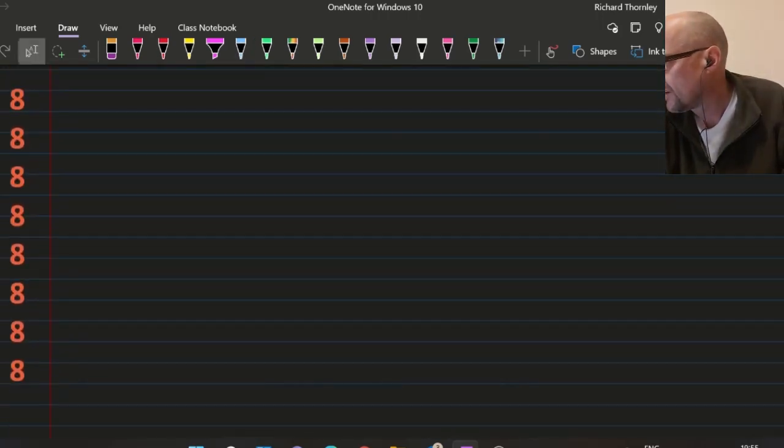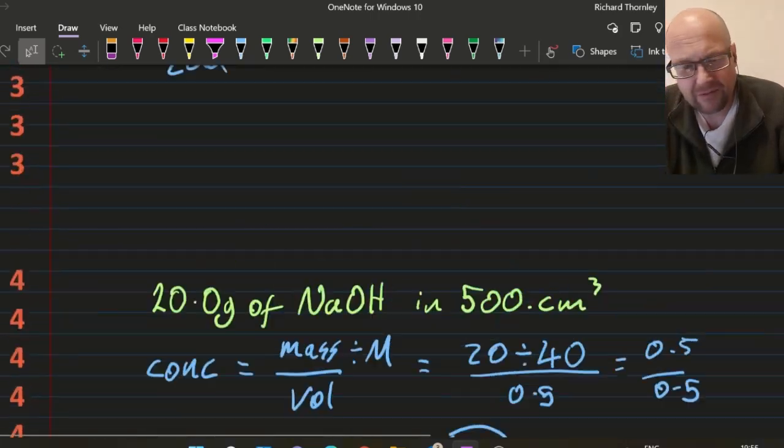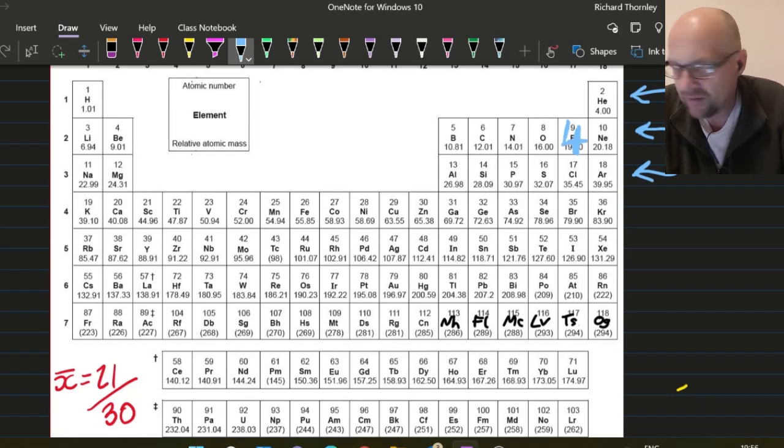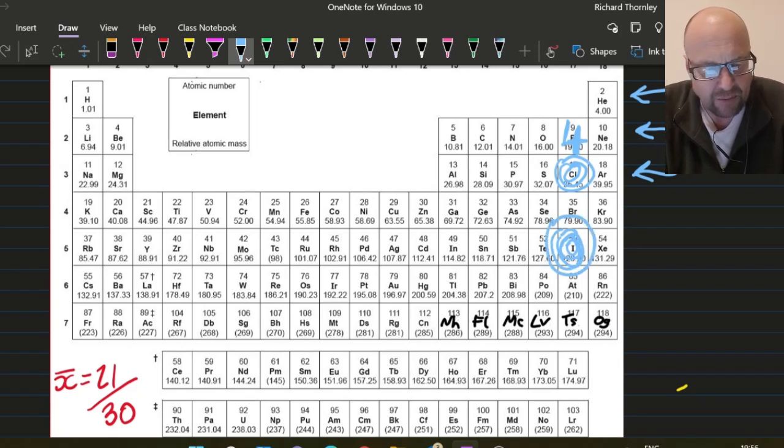Question 8. What properties change down group 17? So group 17, let me think, what do I know? What changes? Well, the electronegativity of fluorine is the highest of anything, so the electronegativity is going to go down. And as you go down, they're going to get bigger as well, aren't they? Chlorine has 3 shells and iodine has 5 shells. Those are the easy ones.